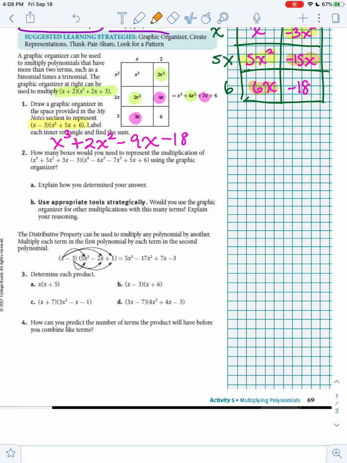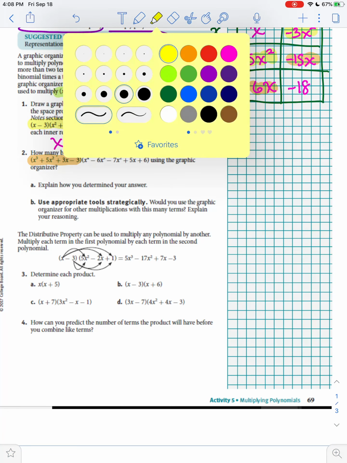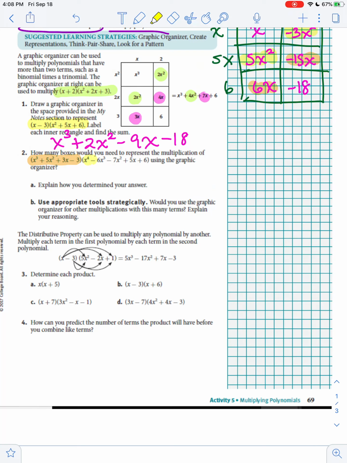Okay, now question number 2, wow, look at this. We have a 4-term polynomial, and we're going to be multiplying it by a 5-term polynomial. Do we really want to use a graphic organizer for that one? I'm not sure, because how many boxes would we need? We would need 4 across the top and 5 down the side. So we would actually need 4 by 5, and we would actually need 20 boxes.